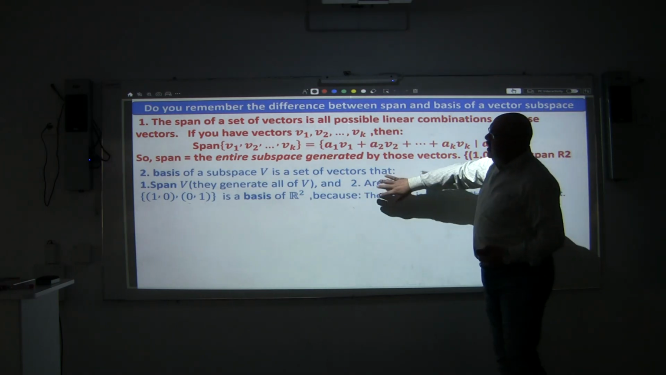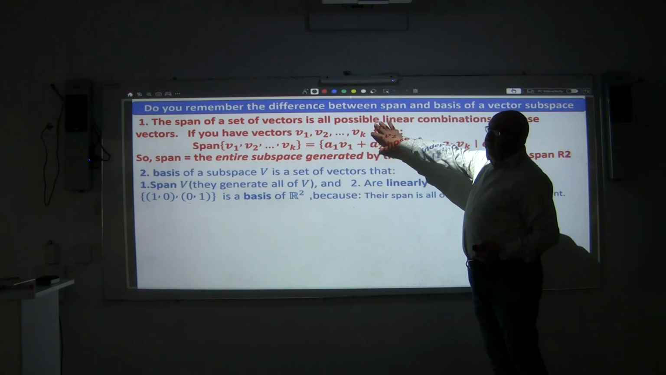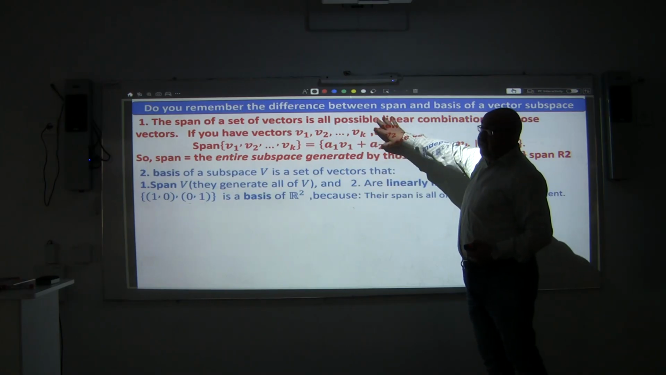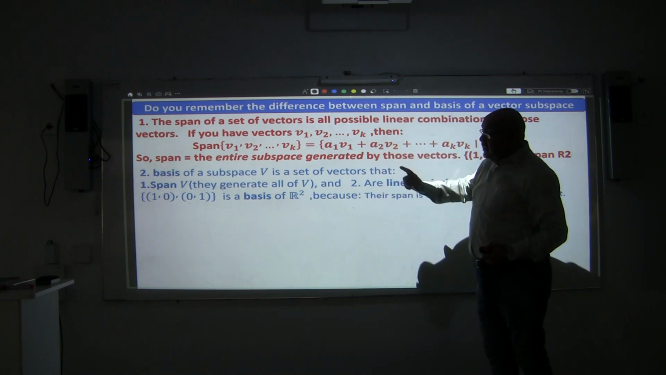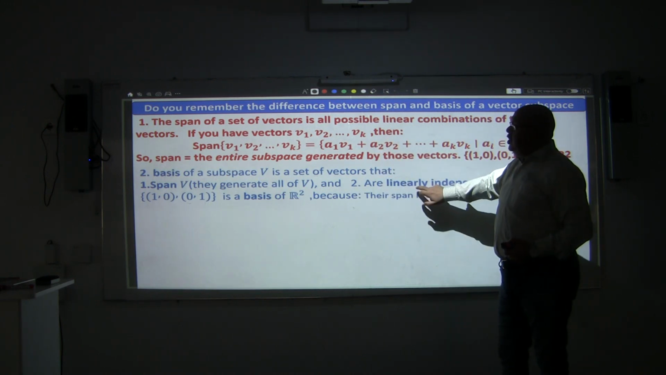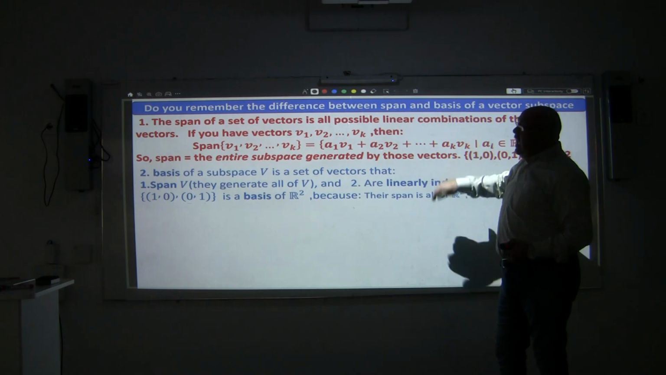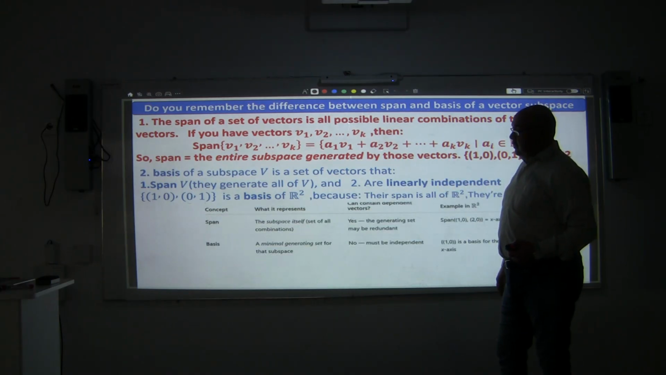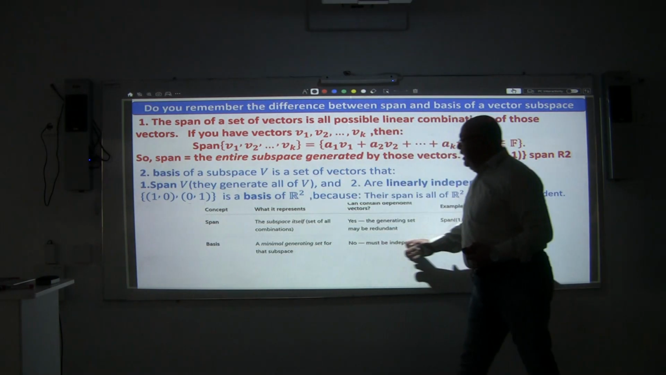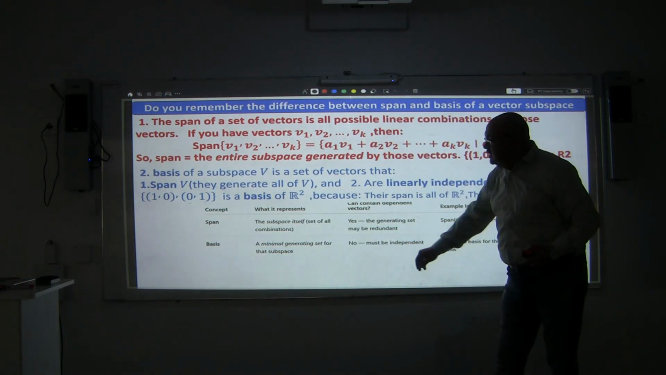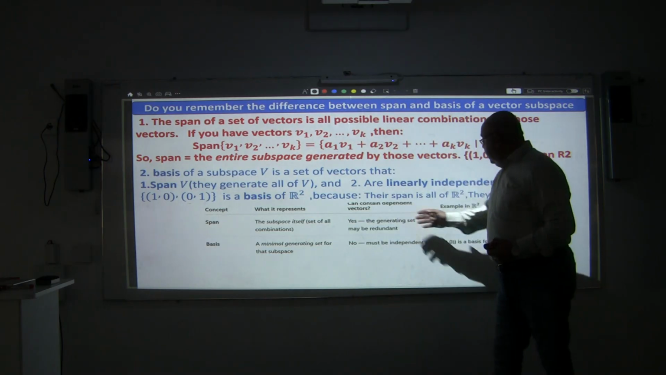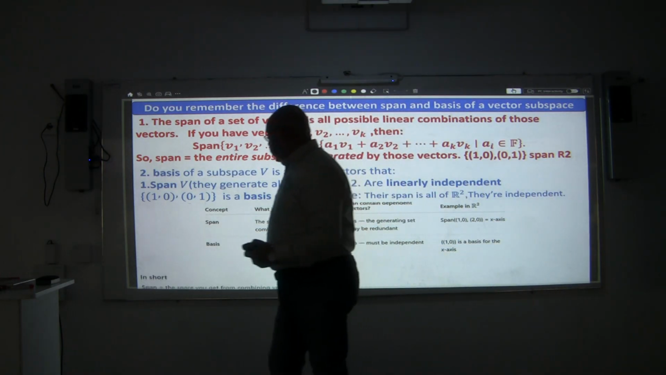So the basis is a subset of the span. It may be equal to the span, or maybe less than that. In this basis set, all the vectors are linearly independent, and they can generate your vector space. So that's a small comparison between them. That's the span, and that's the basis, and the cases are in front of you.